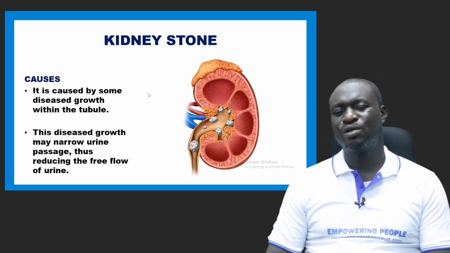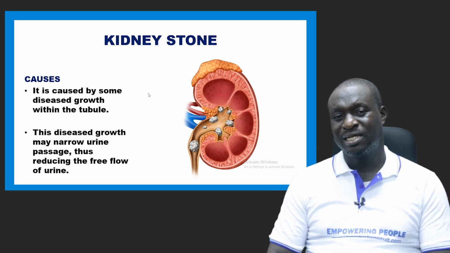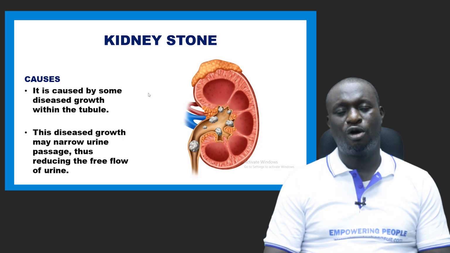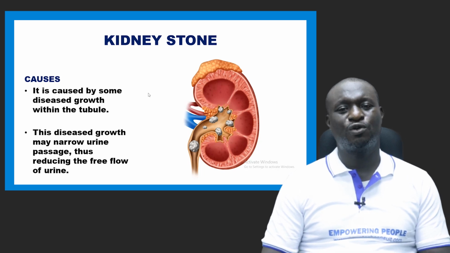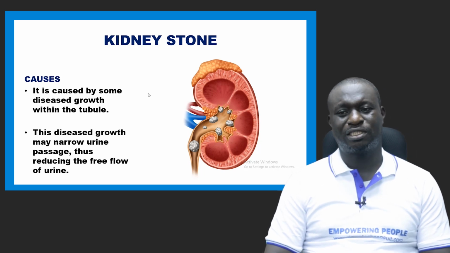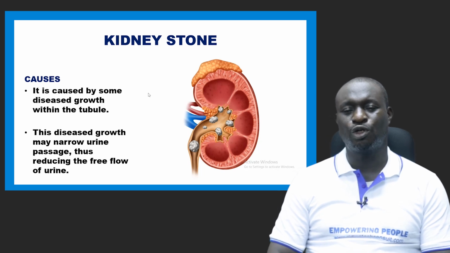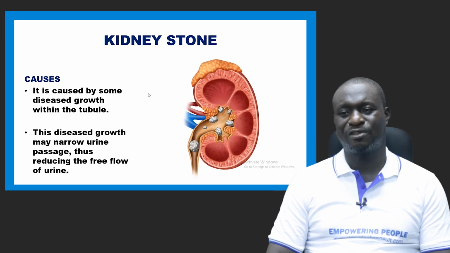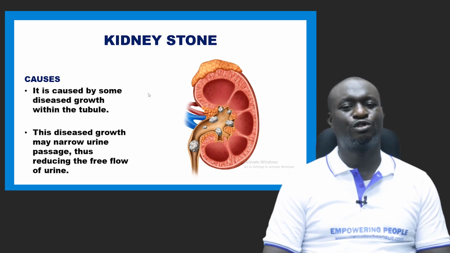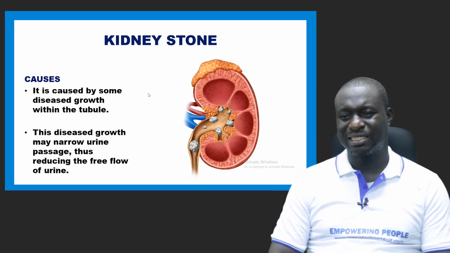Kidney stone is also another important kidney disease that affects the functioning of the kidney. Kidney stone is caused by some diseased growth within the tubules. As you can see on the screen, you can see growth that looks like stones that are blocking the tubules of the kidney. And these diseased growths may narrow the urine passage. Of course, you can see that's the kidney.